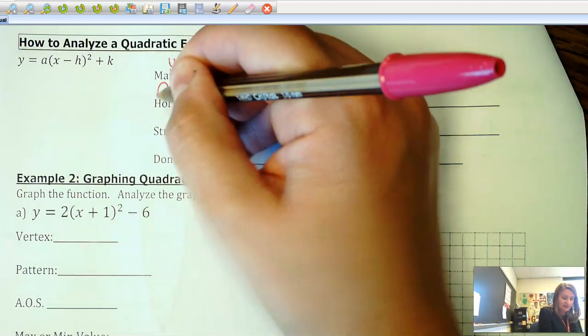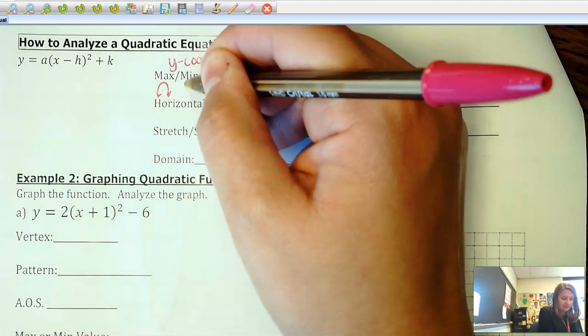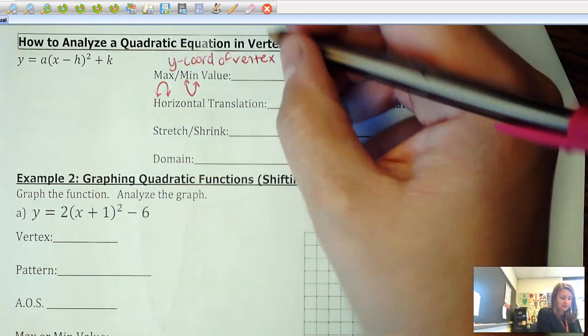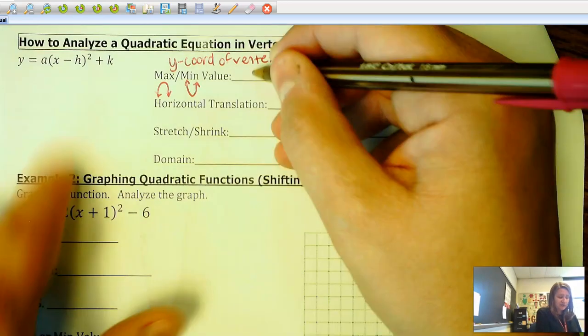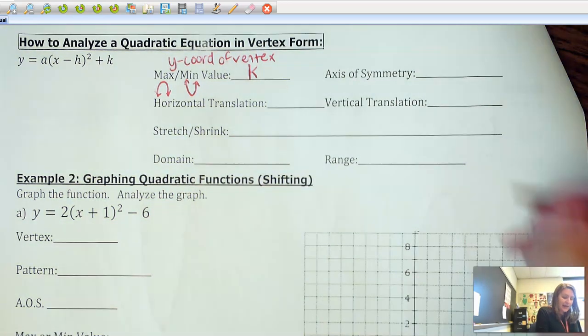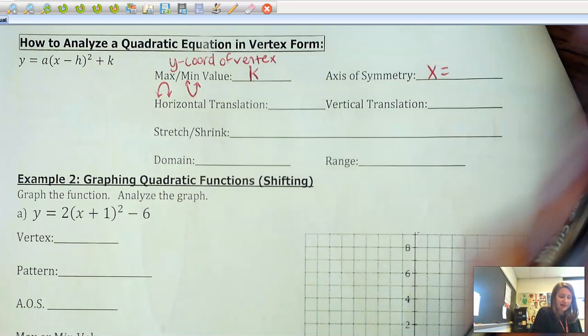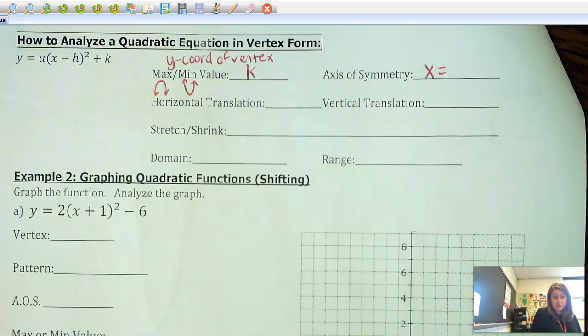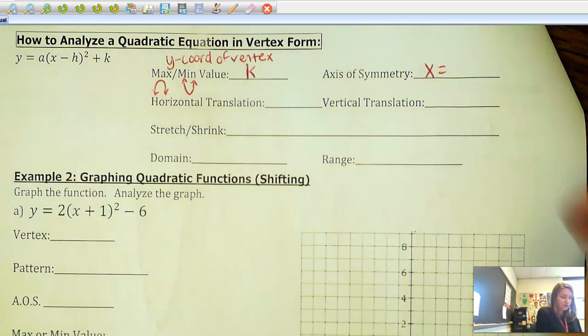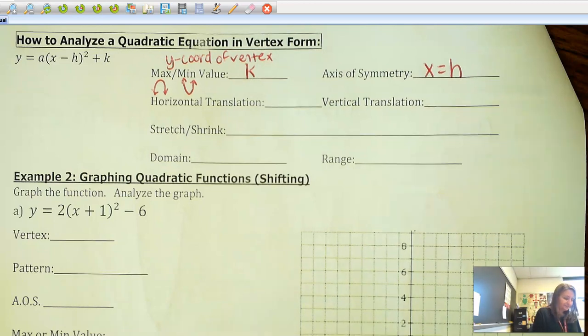If the graph turns upside down, it'll be a maximum. If the graph turns right side up, it'll be a minimum. And in terms of the format, if it's in vertex form, you're just going to pick the k value to answer that. Axis of symmetry is always x equals the x-coordinate of the vertex. In this case, if you're in vertex form, it should just be x equals h, so whatever that value is.